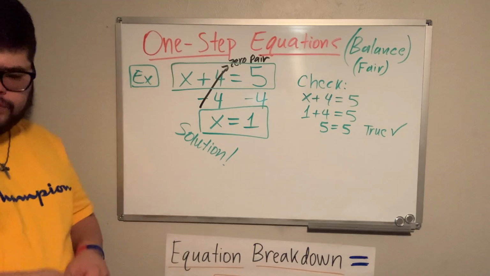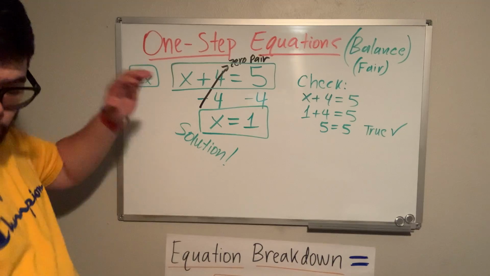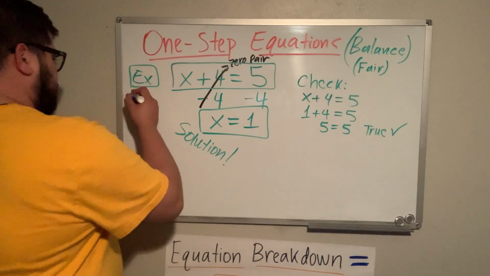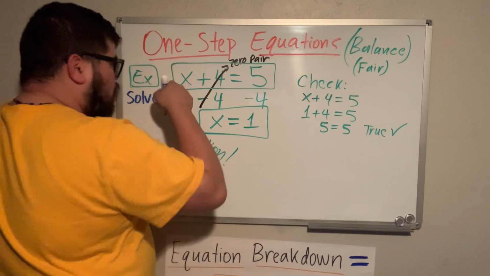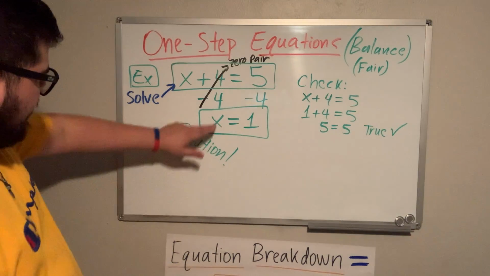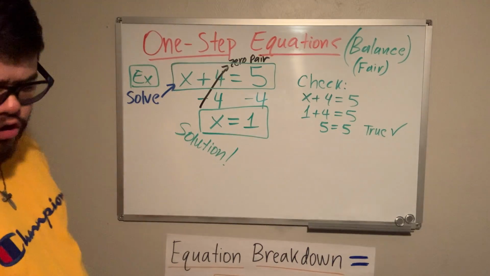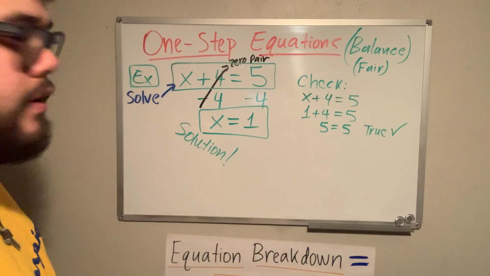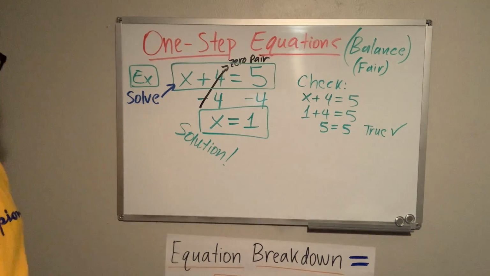That's example number 1 for solving one-step equations. So what we're doing here is solving. We solved x plus 4 equals 5. We got x equals 1. We checked it, verified it, make sure it's right. And that's our solution. Okay, that's example number 1. Make sure you have that written down. We're going to go ahead and move on. All right, here we go.